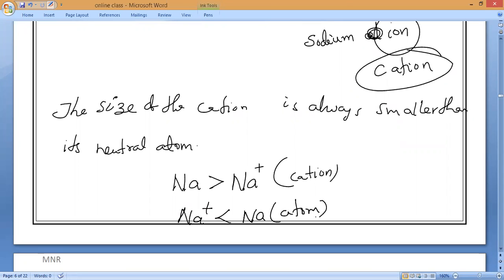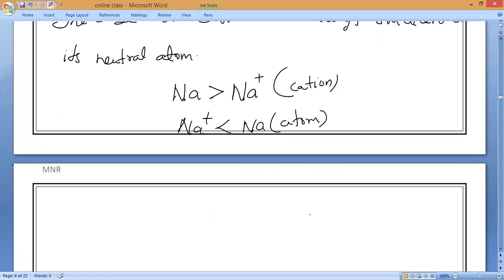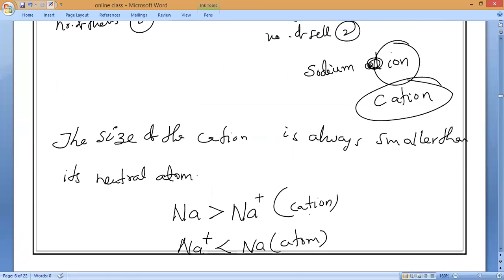Now, if we take the same way anions, as we know, some atoms will gain electrons. Is it completed? Let me know, or else I will wait. No issues, I am not in a hurry.